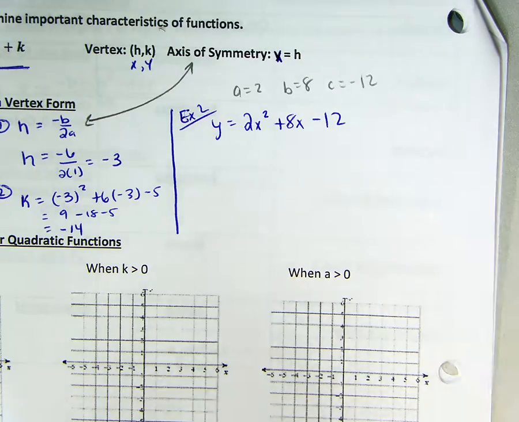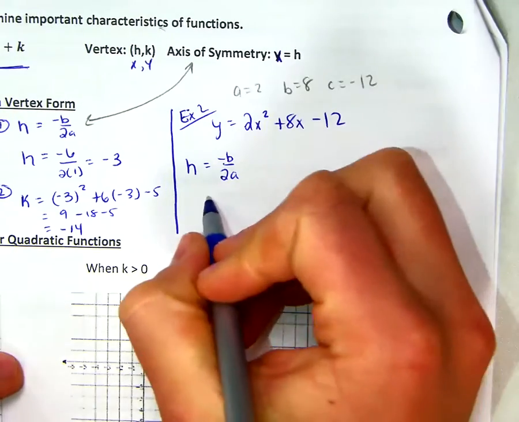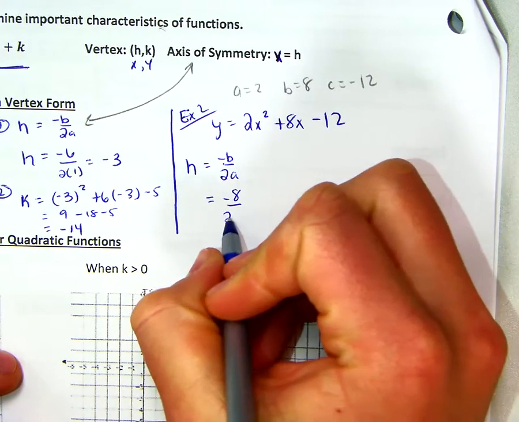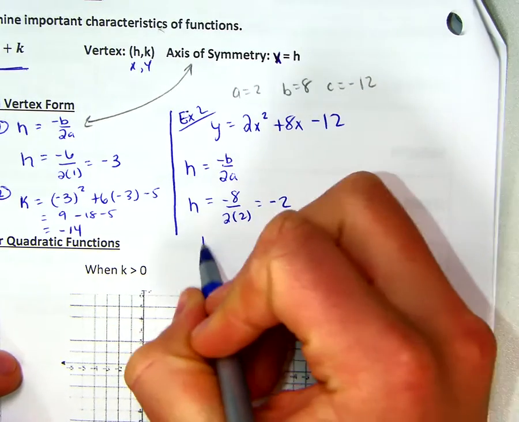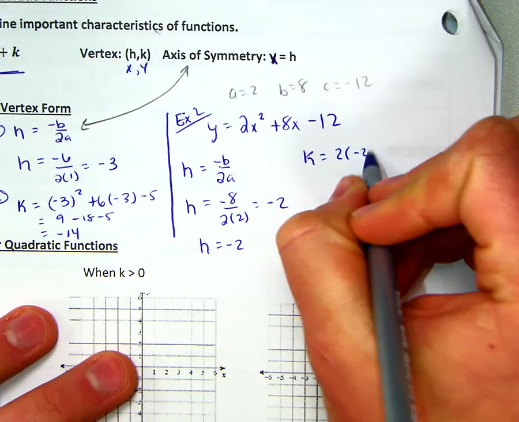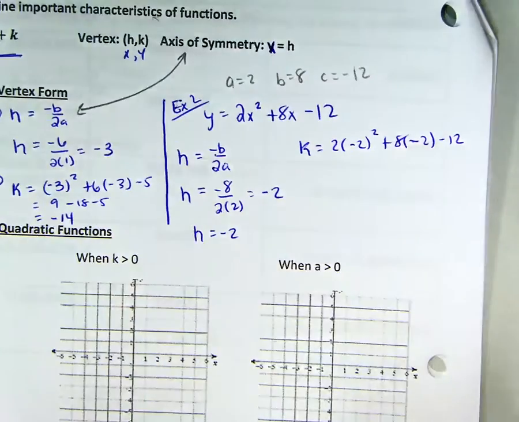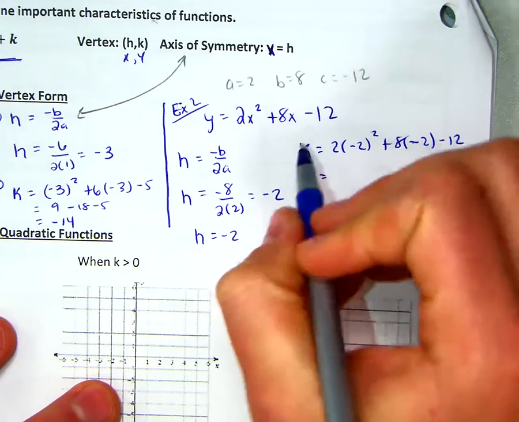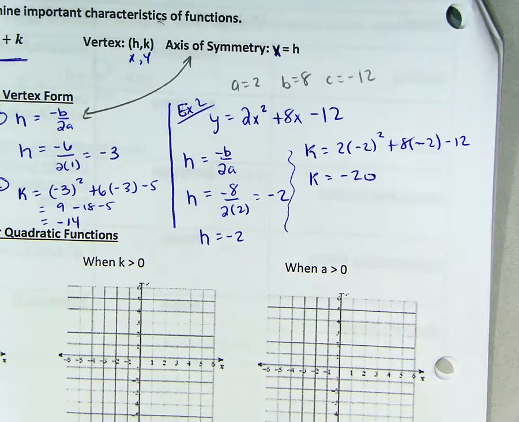All right, so I want to find my axis of symmetry first. So h equals -b over 2a. So that's -8 over 2 times 2, which is -8 divided by 4, which is -2. So our h equals -2. Our k then, we have 2 times -2 squared plus 8 times -2 minus 12, like that. And you get that your k equals -20. -2 squared is 4, 4 times 2 is 8, minus 16 is -8, minus 12 is -20.